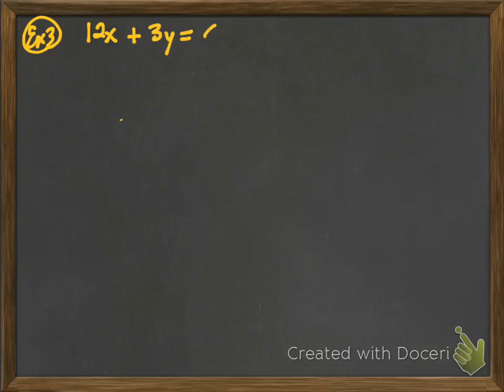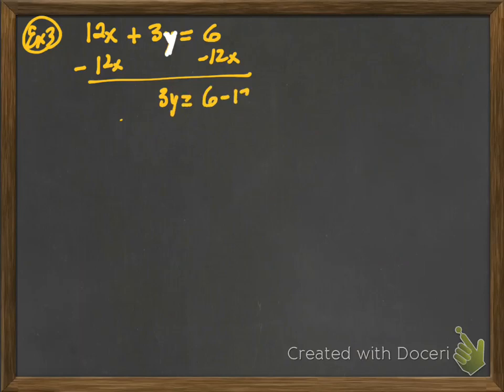Subtract 12x from both sides. So 3y equals 6 minus 12x. Divide by 3.